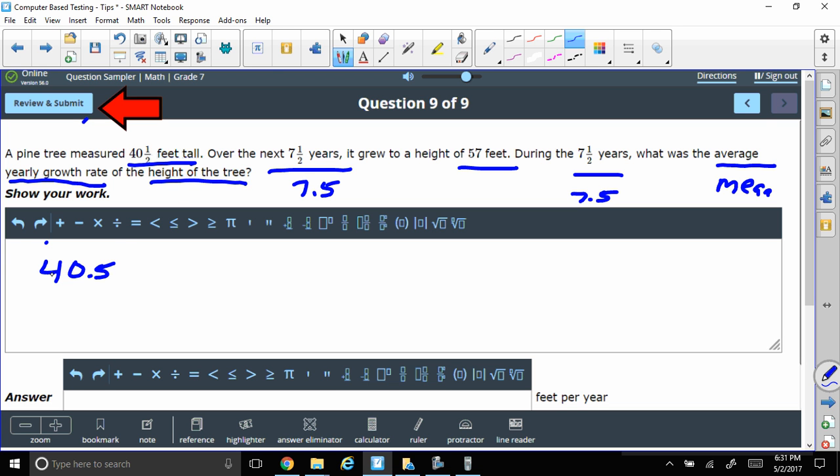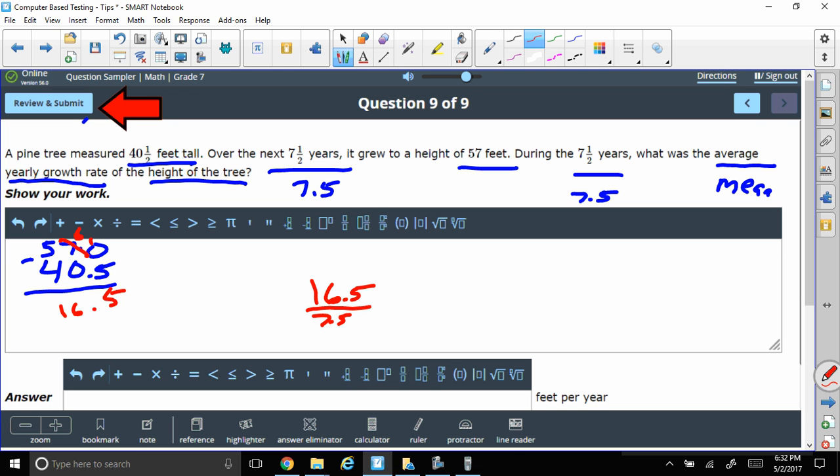So here I got this 40.5 or 40 and a half. That was the height of the tree, and it grew in 7.5 years up to 57.0 feet. If I subtract that, and let me borrow one from this, make that 6, borrow one, 5.61. So I have 16.5. That's what it grew in 7.5 years. So we want to find the average growth. So I'm going to take the 16.5 and divide that by 7.5.